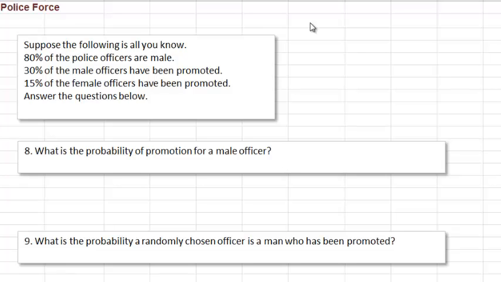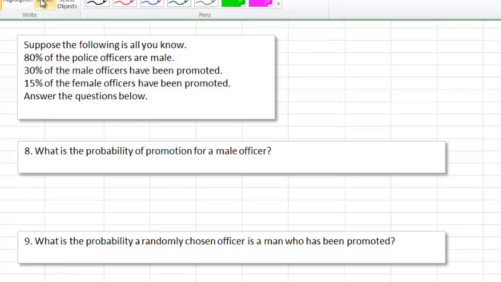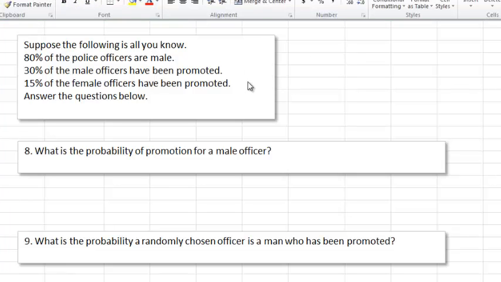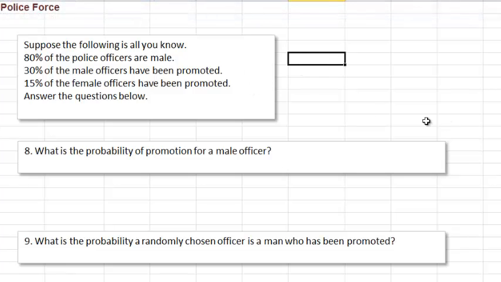Now, before we answer any question, it's a good idea to write down what we are given in terms of probabilities. So let's do that here. 80% of the police officers are male, so that means the probability of male, or the percent of male, is 80%.